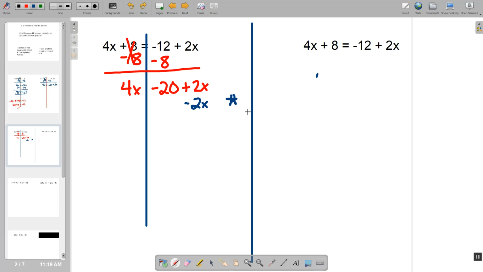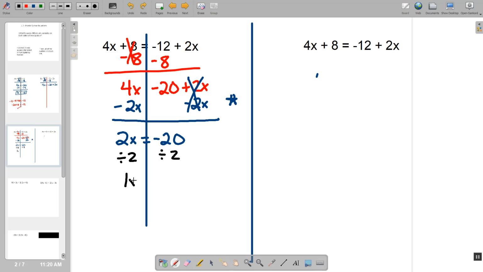And that right there is the only new step to our setup. We subtract 2x from both sides. You only want to multiply or divide on the very, very last step. So I get 2x is equal to negative 20. And now we're back to exactly what we had before. I'm going to divide both sides by 2. So I get 1x is equal to negative 10.